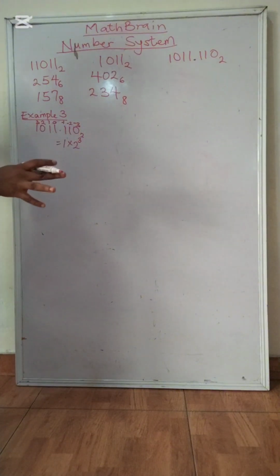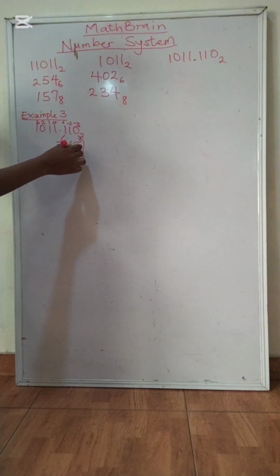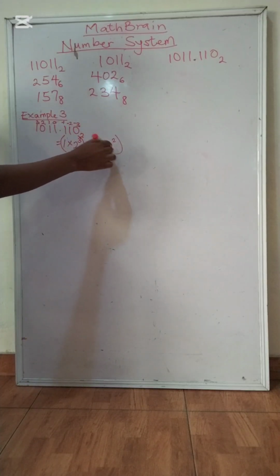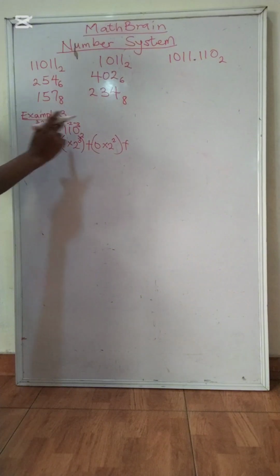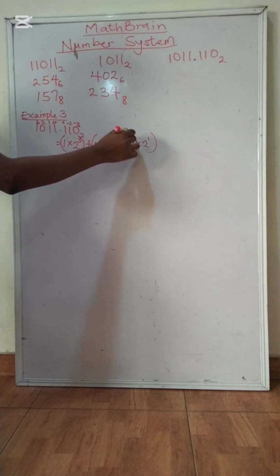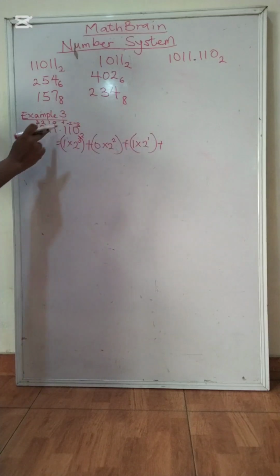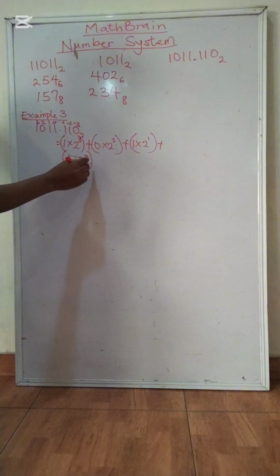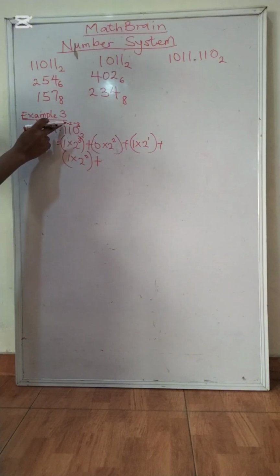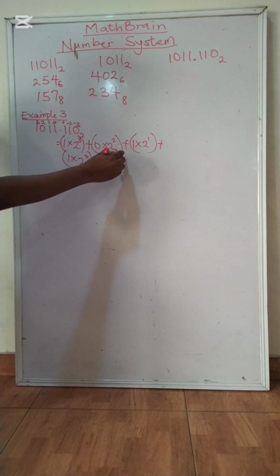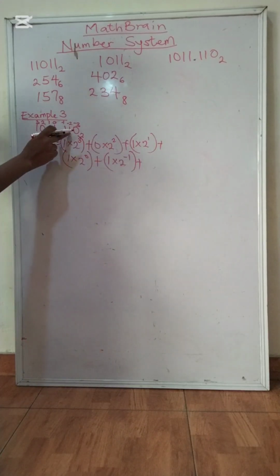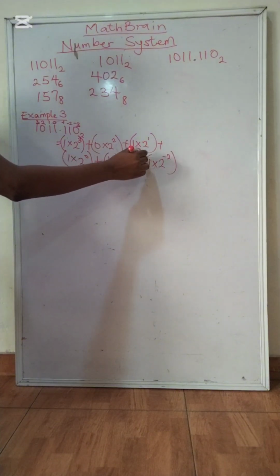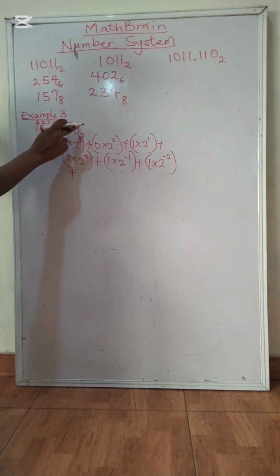To make it easier and not to confuse yourself, you can actually put it in brackets, plus 0 times 2 raised to the power 2, plus 1 times 2 raised to the power 1, plus 1 times 2 raised to the power 0, plus 1 times 2 raised to the power -1, plus 1 times 2 raised to the power -2, plus 0 times 2 raised to the power -3.